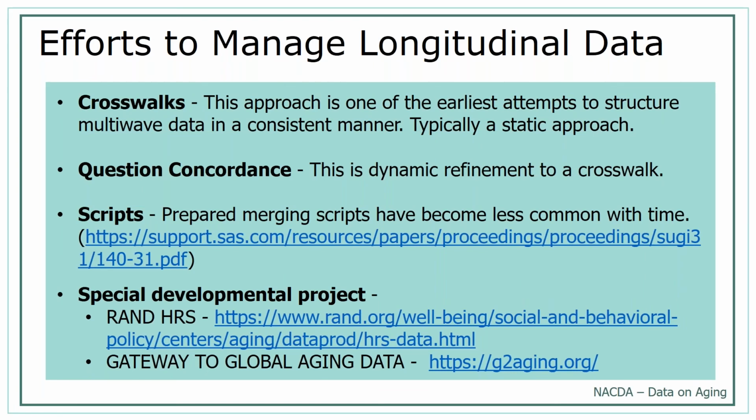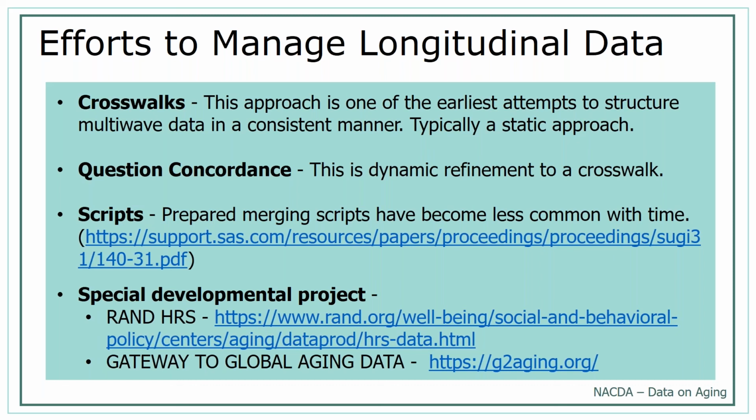There's been a number of efforts to manage longitudinal data over the years. One of the earliest responses was a crosswalk. This is usually just a document or an Excel spreadsheet that lists the variables in each wave of data next to each other, so you can see which variables exist across all waves, which ones were dropped out, which ones changed. It's useful, but it's very static. It's just a document. It doesn't help you search. It doesn't help you really understand the nature of the data.